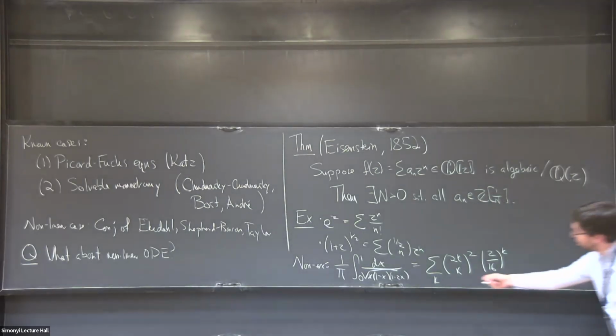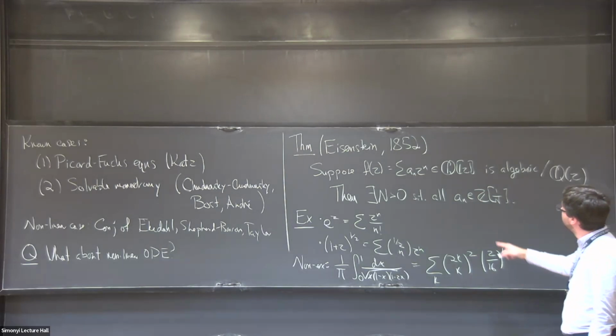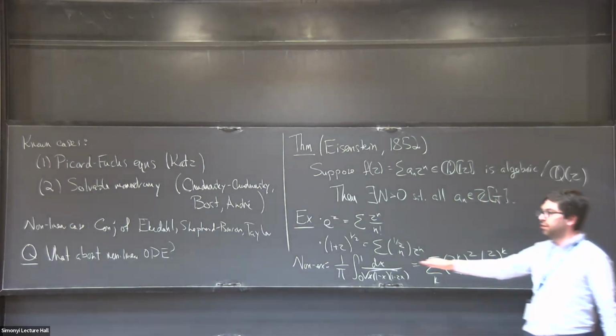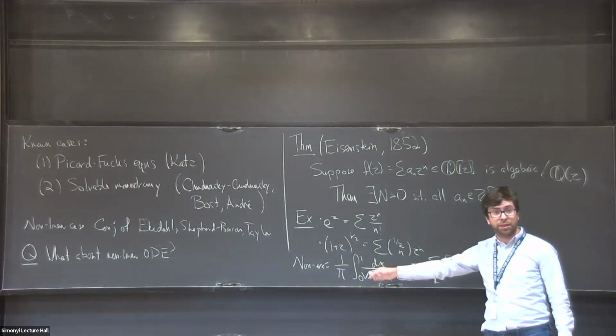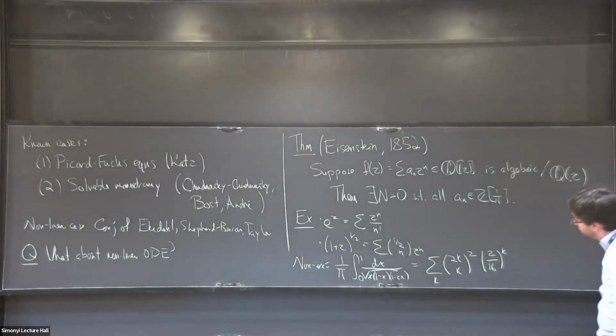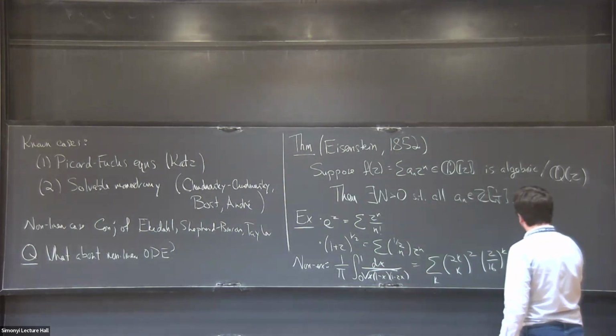It's the sum of (2k choose k) squared times z over 16 to the k. Okay, well, this is an integer. Here you only see powers of 2. So this definitely satisfies the conclusion of the theorem, but it's not hard to see this is not an algebraic function. It's an elliptic integral. It's not finitely branching.